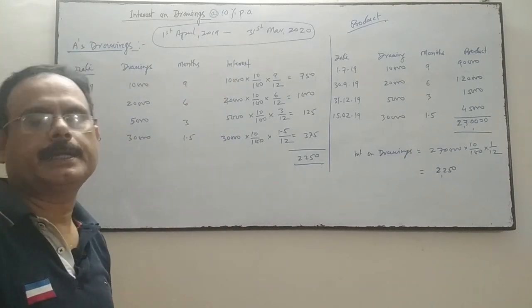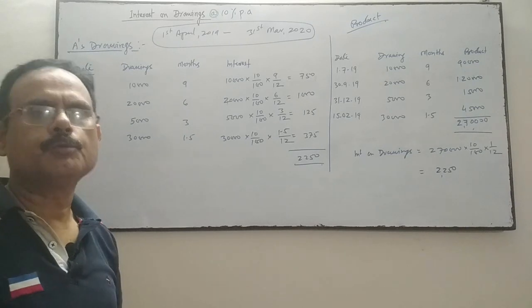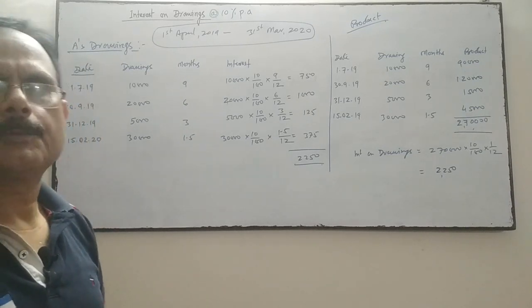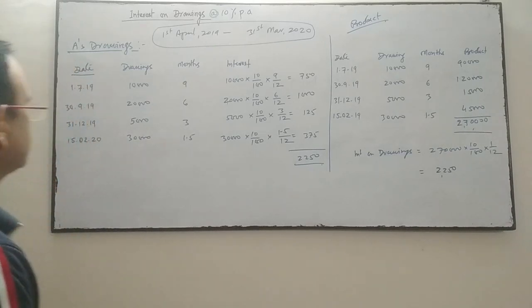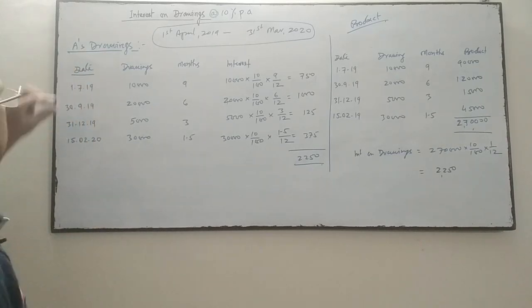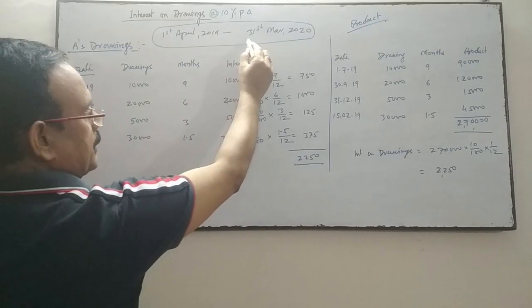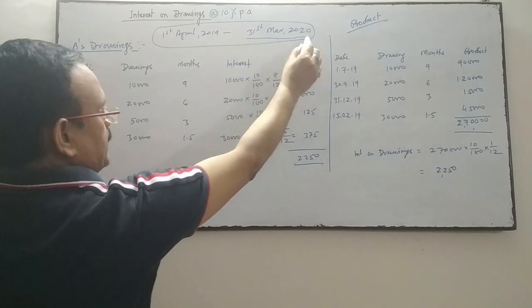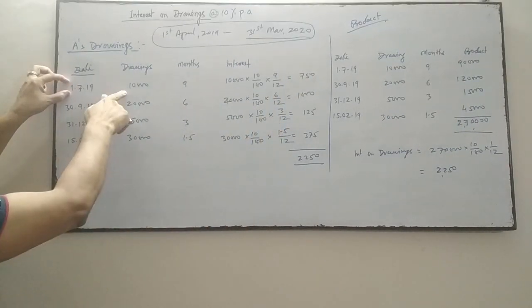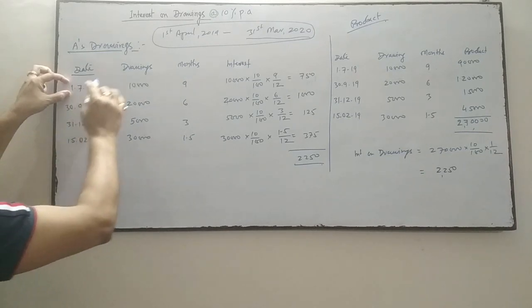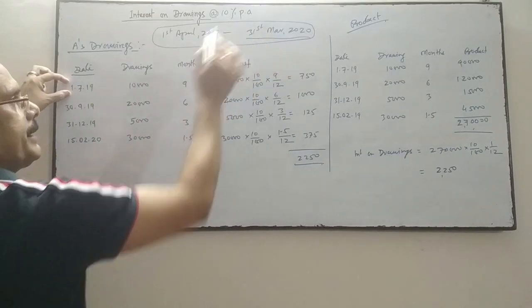Then how to calculate interest on drawing? There are two methods. One is simple, another is product method. First of all, I am going to apply the simple method. The amount which is withdrawn on 1st July 2019, and our accounting year closed on 31st March 2020, so this amount is used by the proprietor from 1st July 2019 to 31st March 2020.